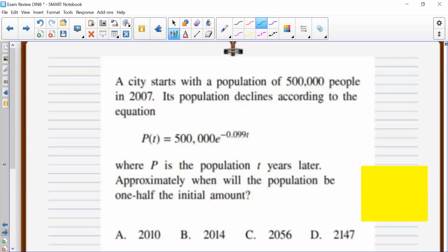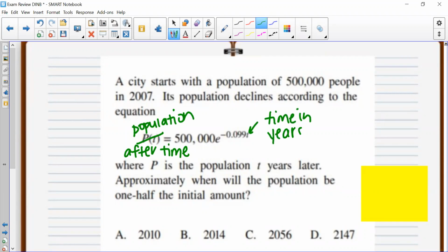All right, and then last one. A city starts with a population of 500,000 people in 2007. Its population declines according to the equation, and they gave us an equation where P is the population, T years later. So T is in years, P of T is population after time, and T is time in years. Remember, E is not a variable, E is a number. We'll type it in the calculator when we get there.